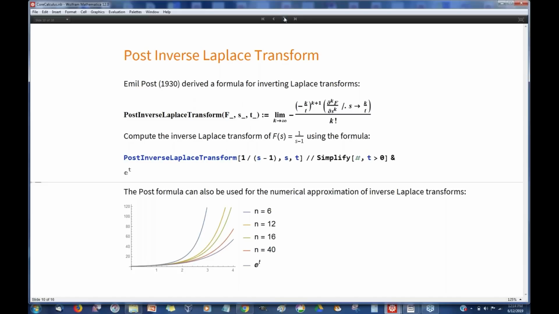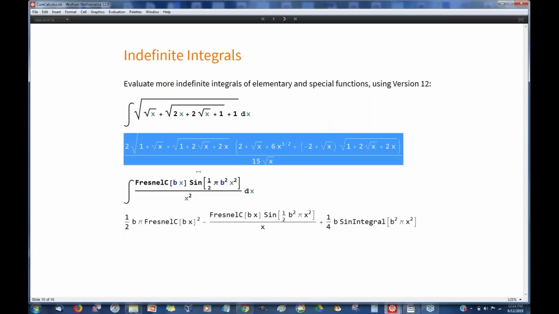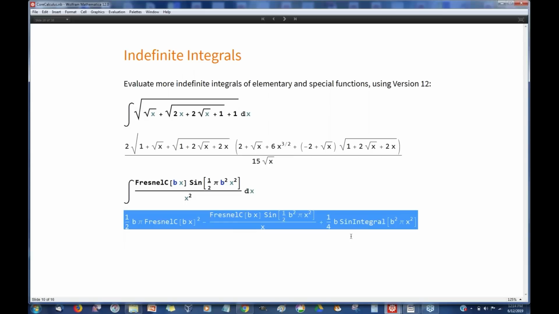And the next point, of course, is how about integrals? Well, Integrate has, of course, been the most powerful function in calculus, the most popular function in calculus. So the question is, what more could we do with it? Well, we added these very exotic kinds of integrals in version 12. That's an algebraic integral, which gives back a nice answer like over here. And that's a Fresnel integral, also giving back a nice answer.